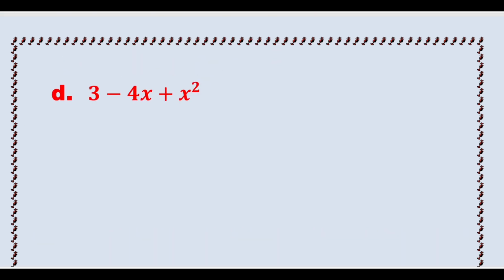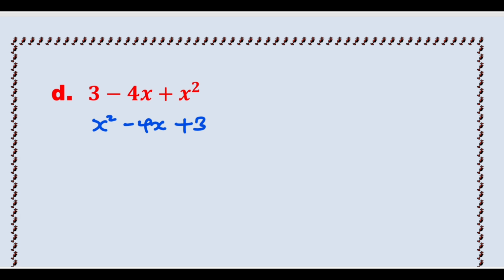Next is 3 minus 4x plus x squared. I want to assure you that this one is not a wrong question. You just need to, first of all, rearrange: start with x squared, then move to 4x, and then add 3. x squared is positive, this is negative, this is positive. Then we have our equation being x squared minus 4x plus 3.